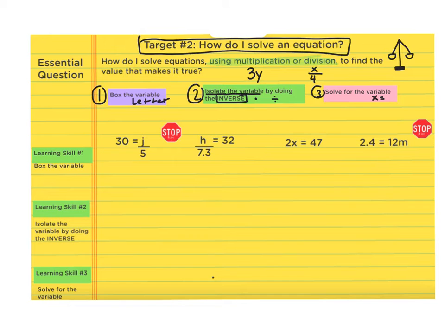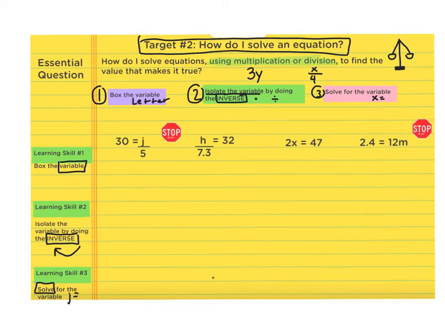So let's go through our learning skills, which are actually the steps for our problem. First, we box the variable. So we put a box around Miss Olton. Secondly, we isolate the variable by doing the inverse. So we're going to move it, right? We're going to move it to the other side. And then lastly, we solve for the variable. So we're actually going to have something like y equals or x equals or j equals or whatever it might be, okay? So those are the three steps that we always have to take in order to solve these.